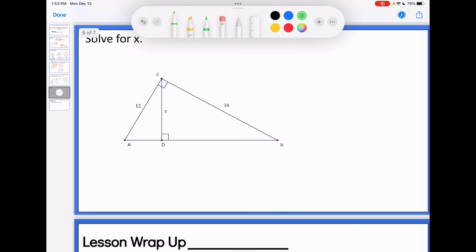All right, last one here. Ooh, this looks a little bit familiar, doesn't it? This looks like altitude on hypotenuse. I see my right angle up here at the top for my snow. I see a right angle down here at the bottom.